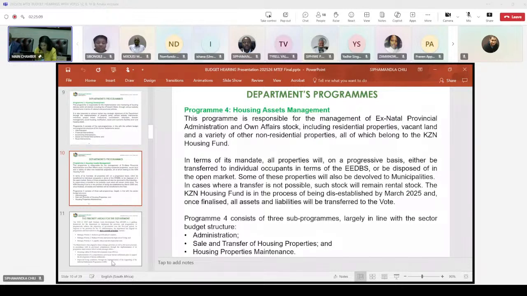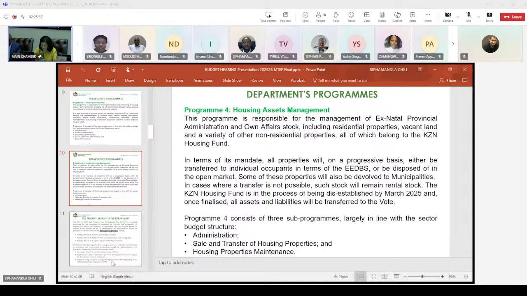Program 4, which I spoke to earlier, deals with the ex-Natal Provincial Administration and Own Affairs housing stock and includes residential properties, vacant land, and other non-residential properties that belong to the KZN Housing Fund. In terms of its mandate, all properties will on a progressive basis be transferred to either individual occupants in terms of the enhanced extended discount benefit scheme or be disposed of in the open market.